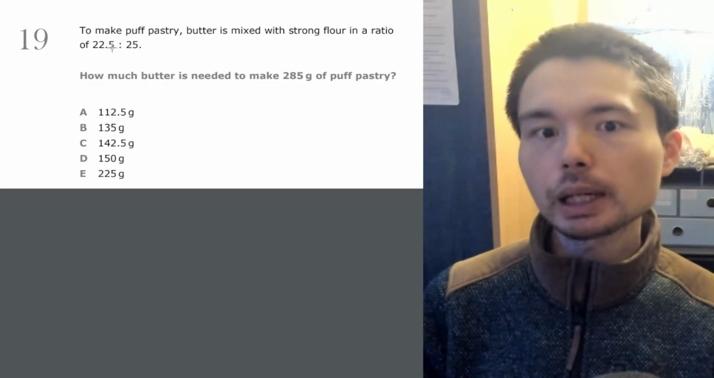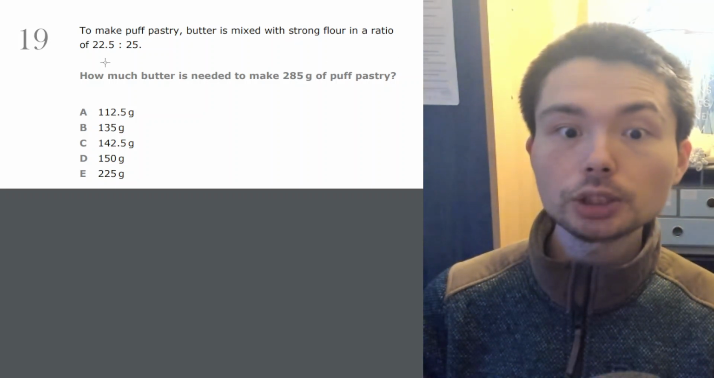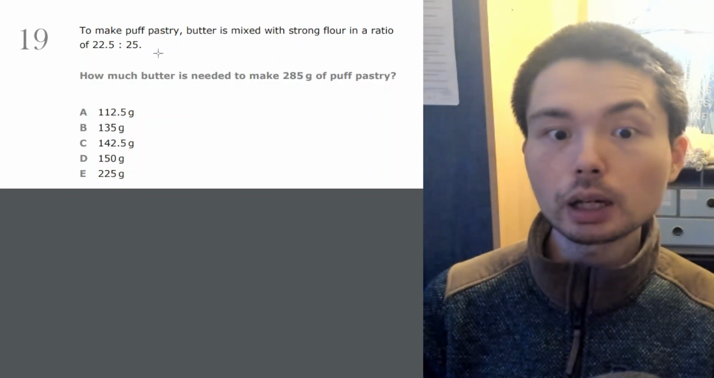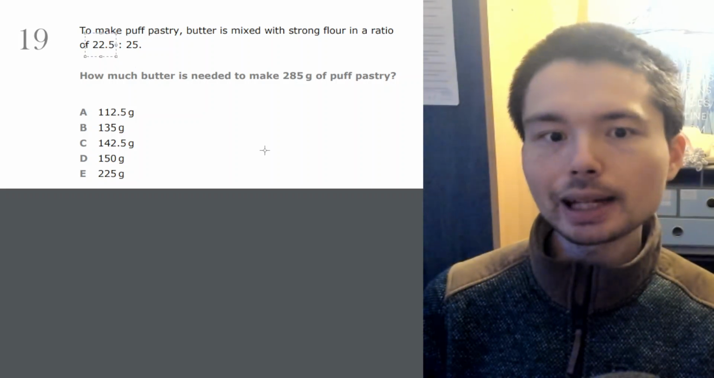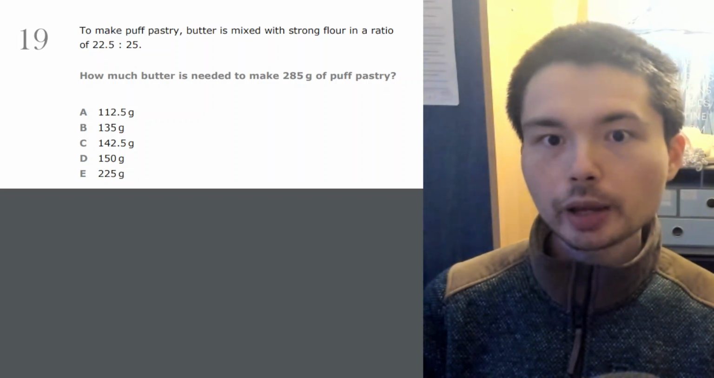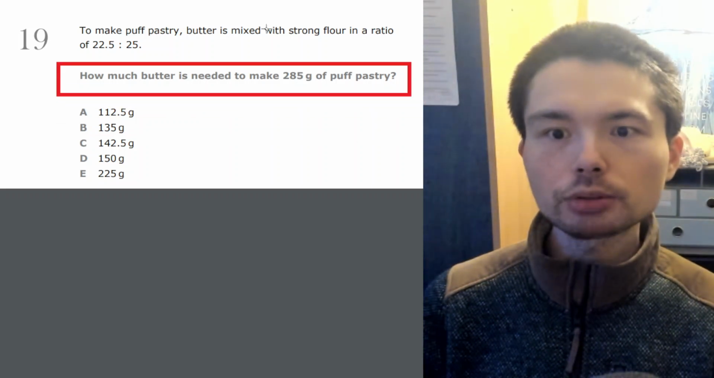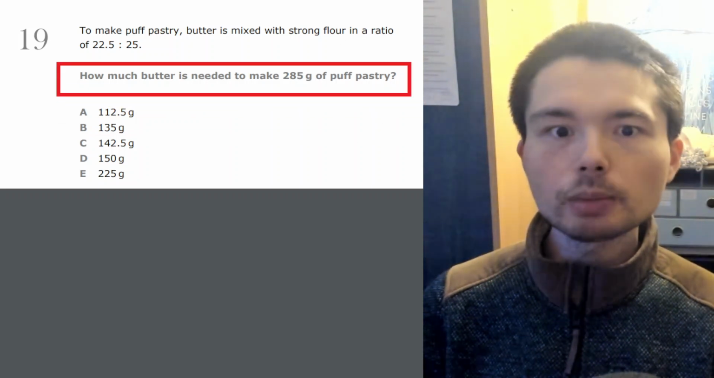Question 19. To make puff pastry, butter is mixed with strong flour in a ratio 22.5 to 25. Looks a bit scary to see a decimal in a ratio. Don't worry, it is not. How much butter is needed to make 285 grams of puff pastry? There's quite a lot of info. I've said this to my students.